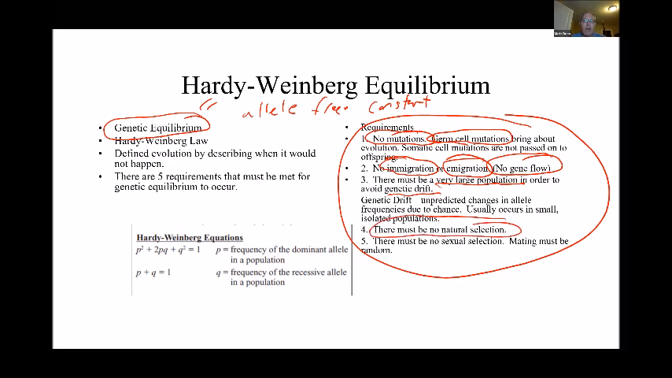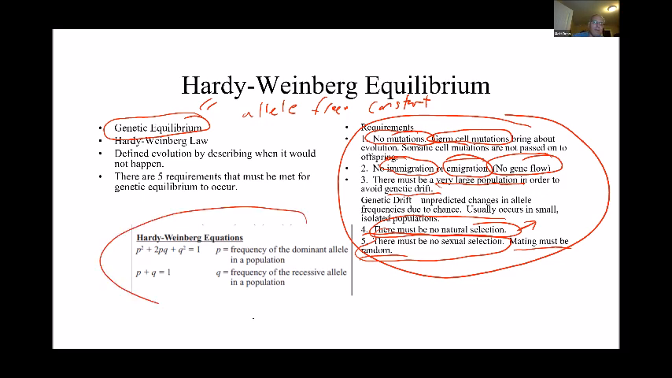Number 4, there can be no natural selection. Essentially, this means each individual has an equal chance of surviving. And then related, number 5, there can be no sexual selection. This means each individual has an equal chance of mating. Mating is random. Mates aren't being chosen. Every individual has a chance to mate.